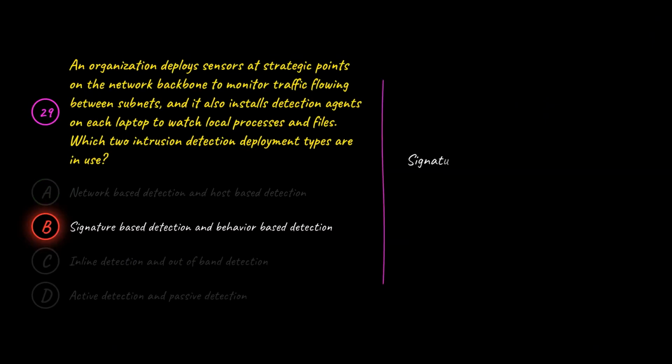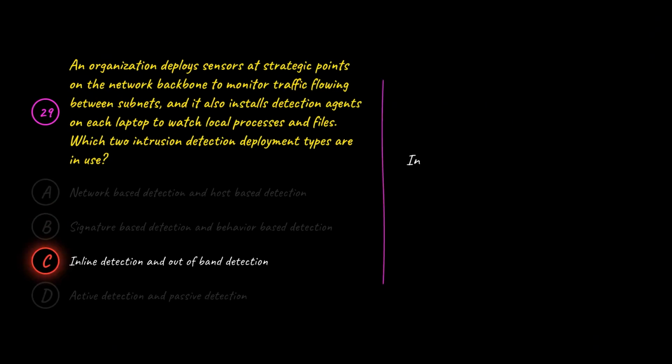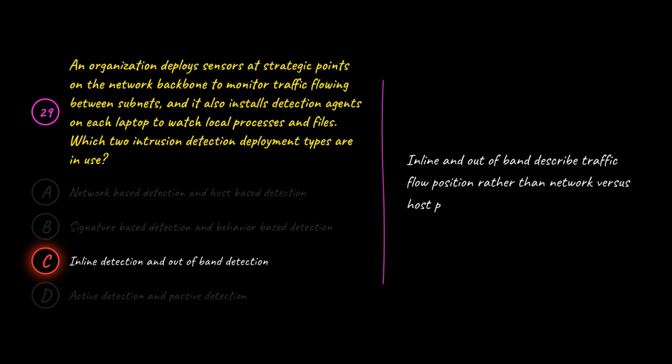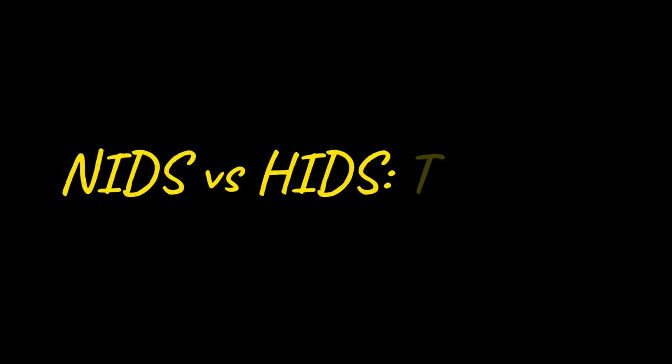B is wrong because signature-based and behavior-based refer to detection methods rather than where the sensor sits in the architecture. C is wrong because inline and out-of-band describe traffic flow position rather than network versus host placement. D is wrong because active and passive describe whether the system can respond to threats, not its placement.